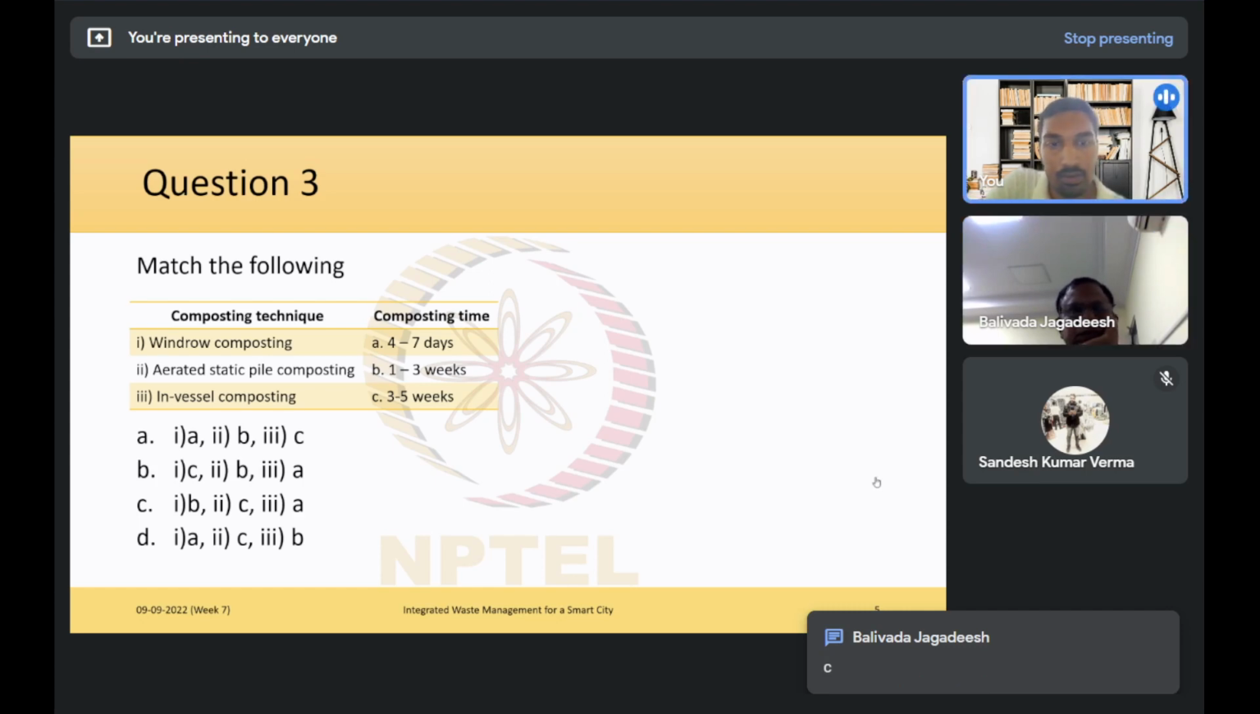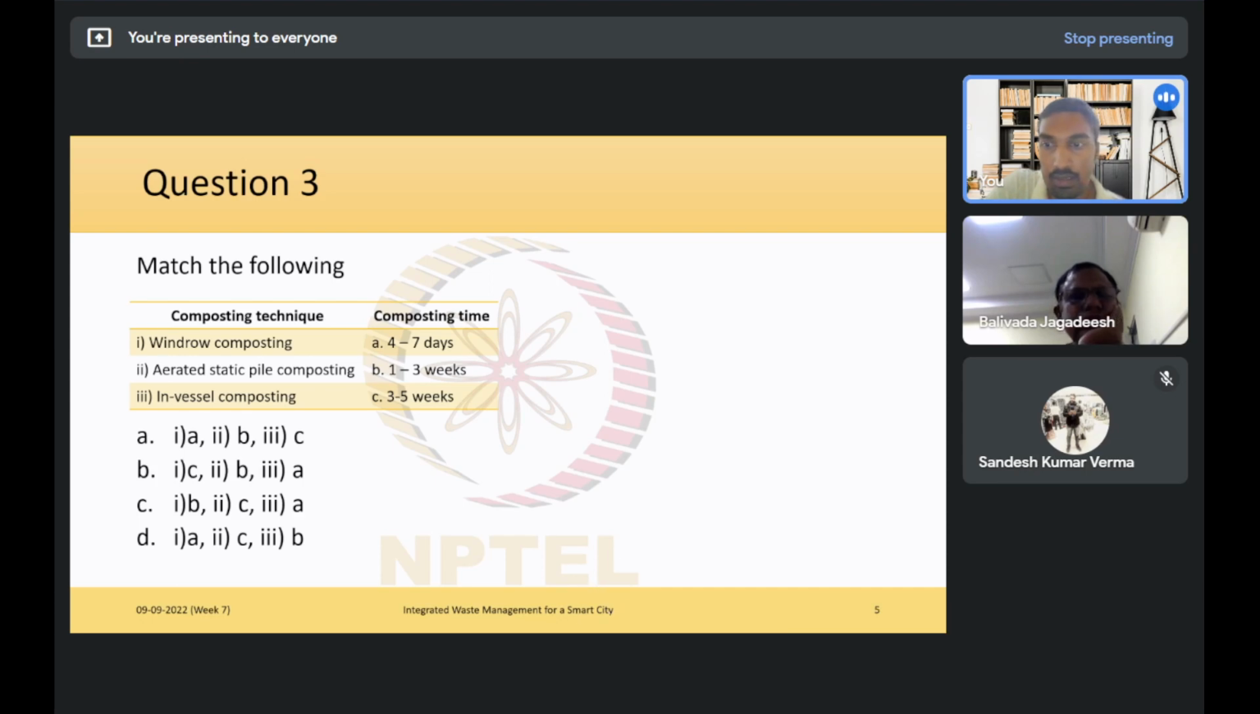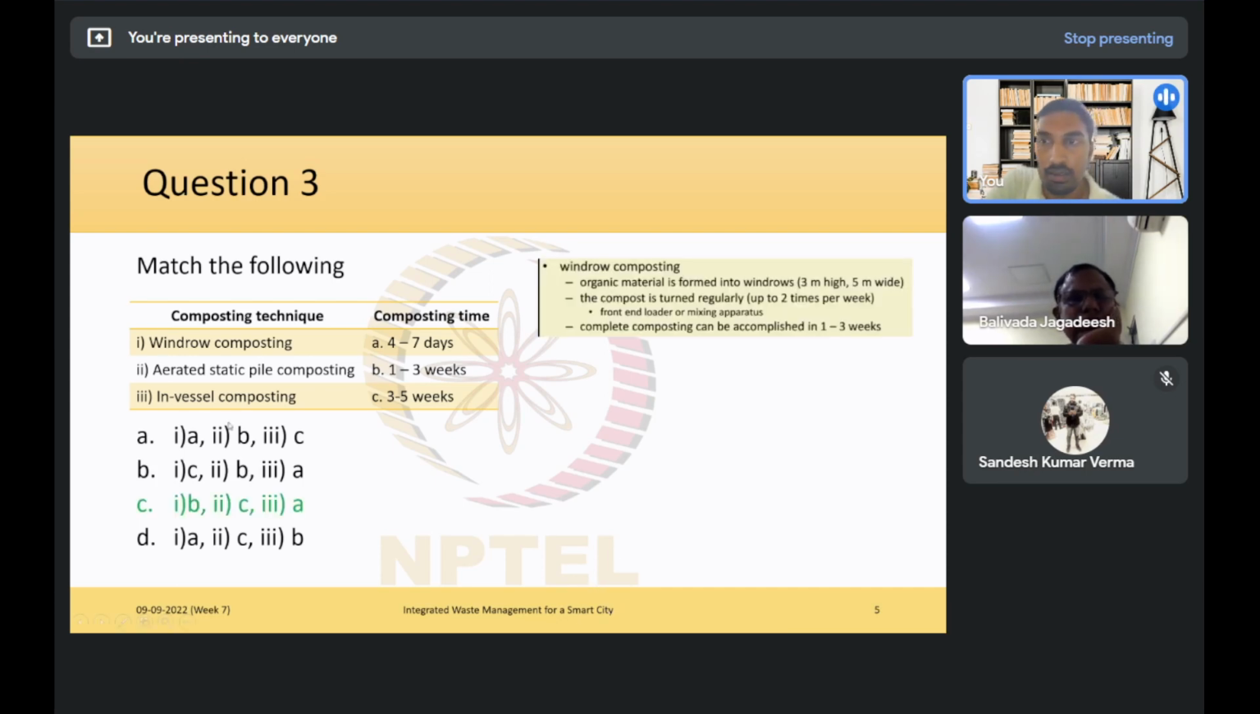Yeah. So we have two answers. Both are option C, and that is the correct answer. Windrow composting usually takes 1 to 3 weeks, aerated static pile composting 3 to 5 weeks, and the in-vessel composting takes 4 to 7 days.